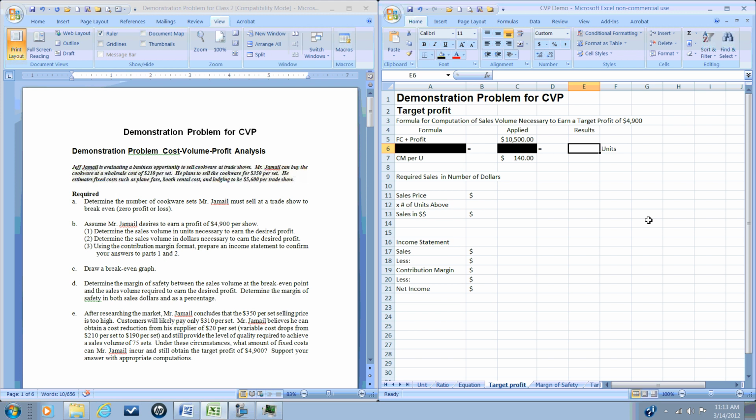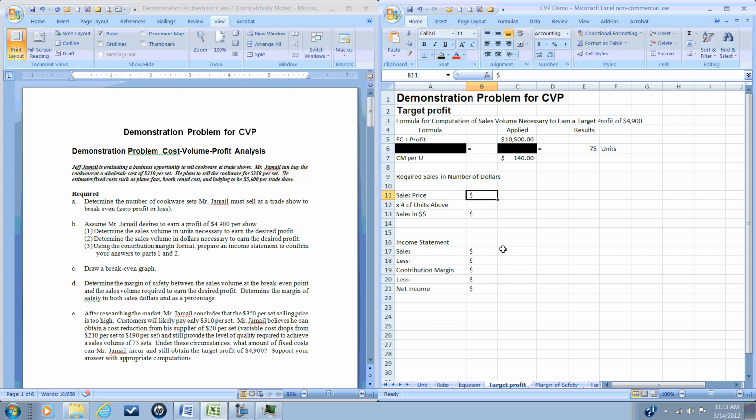Now we use that to get our results. We'll take the $10,500, divide it by $140, our contribution margin, and that tells us we have to sell 75 units to cover all our costs and earn a profit of $4,900.